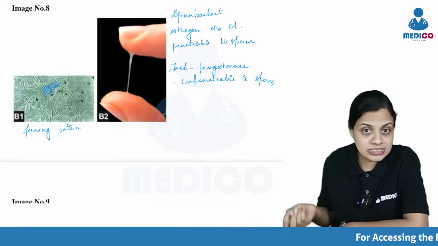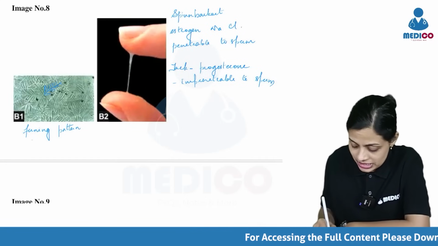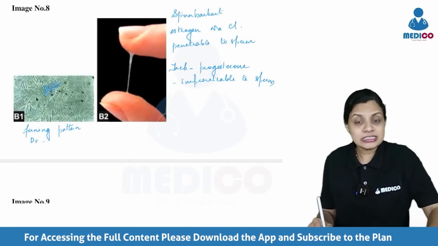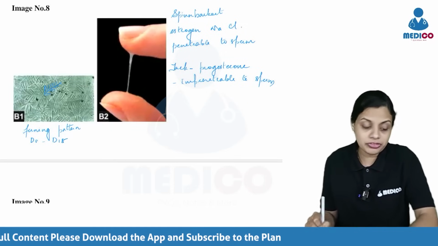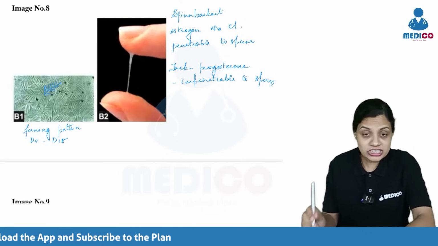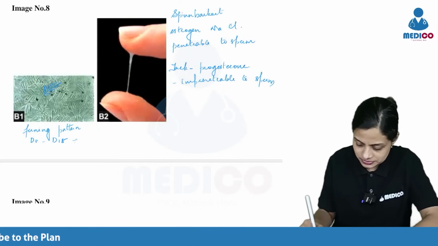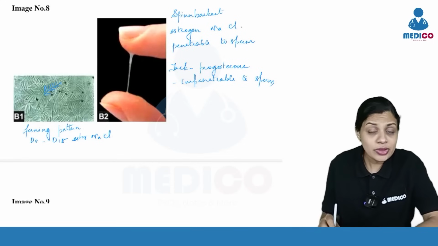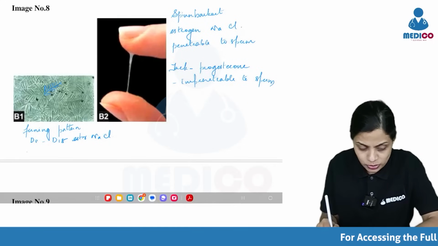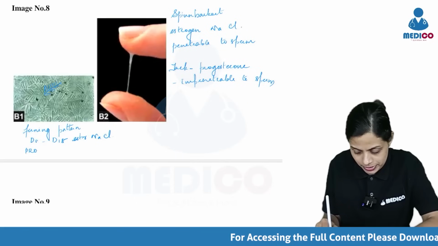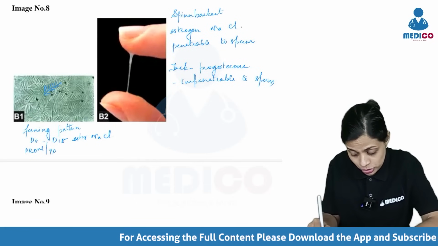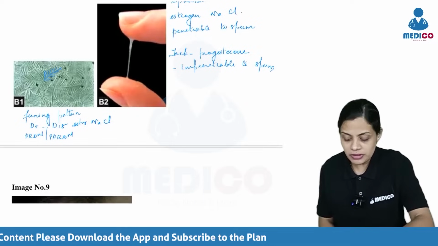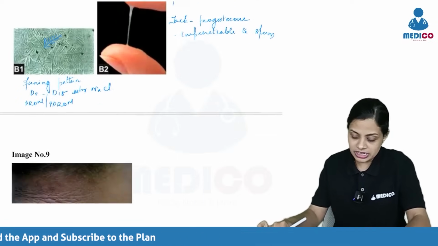Again, if you're asked what is the ferning pattern, when does it start? Ferning pattern starts from day 8 and disappears by day 18 of the menstrual cycle. What is it under the influence of? Estrogen, sodium and chloride. Where else can it be seen? It can also be seen in PROM or PPROM, that is, amniotic fluid can also show the same because amniotic fluid contains sodium chloride. Okay, so that is about the spinnbarkeit.